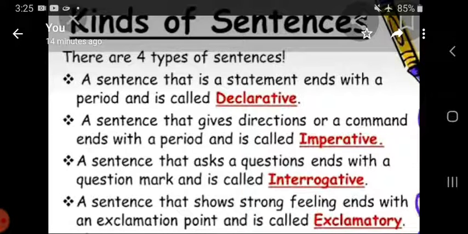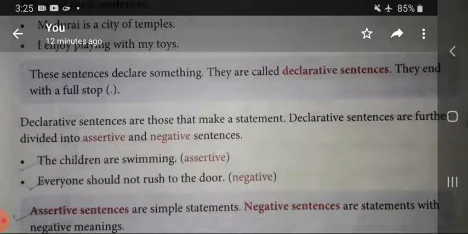Next is interrogative sentences. These sentences ask questions and end with a question mark, so it is called an interrogative sentence. Next is an exclamatory. A sentence that shows strong feelings or ends with an exclamation point or mark is called an exclamatory. Just here. Now I'll give you the full explanation of those sentences.